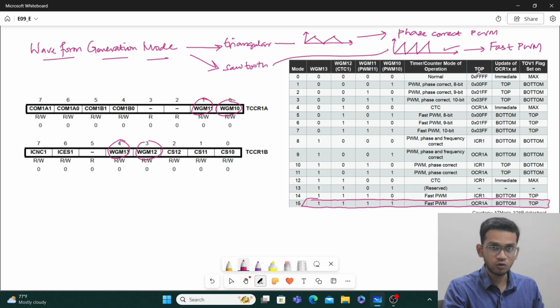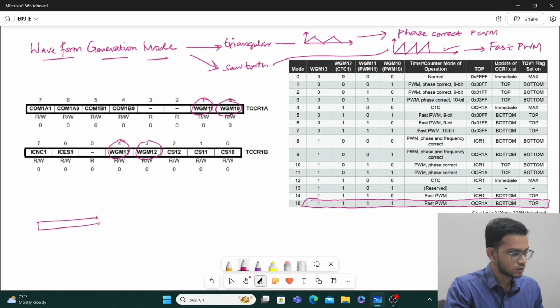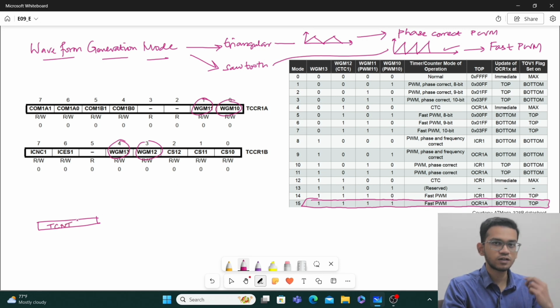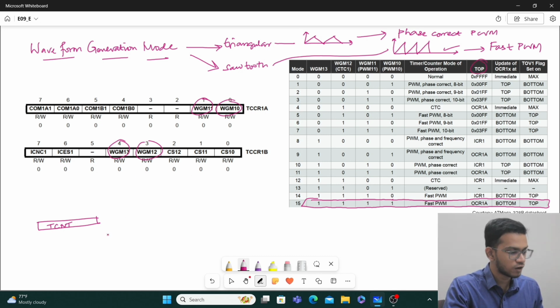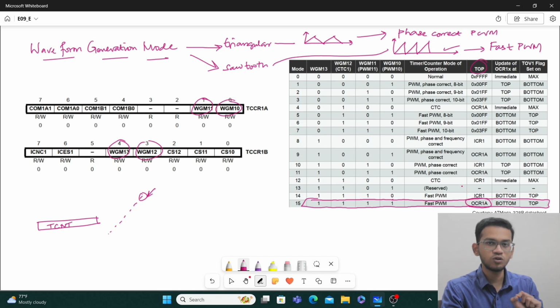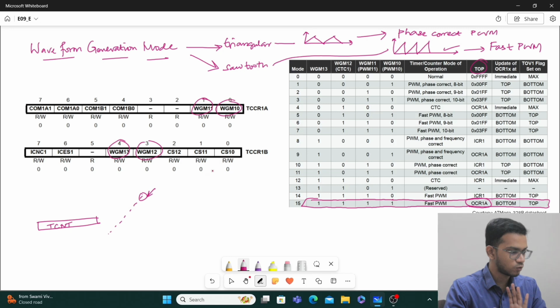Where does it stop counting? Your counter register is here, it's called TCNT, and it will keep incrementing with every clock pulse. So what is the top value? Up to what value does this count? That is decided by your OCR1A register. Whatever number you are storing in your OCR1A register will determine up to what value you should count. For example, you want to count every 800 clock pulses. So what will you do?